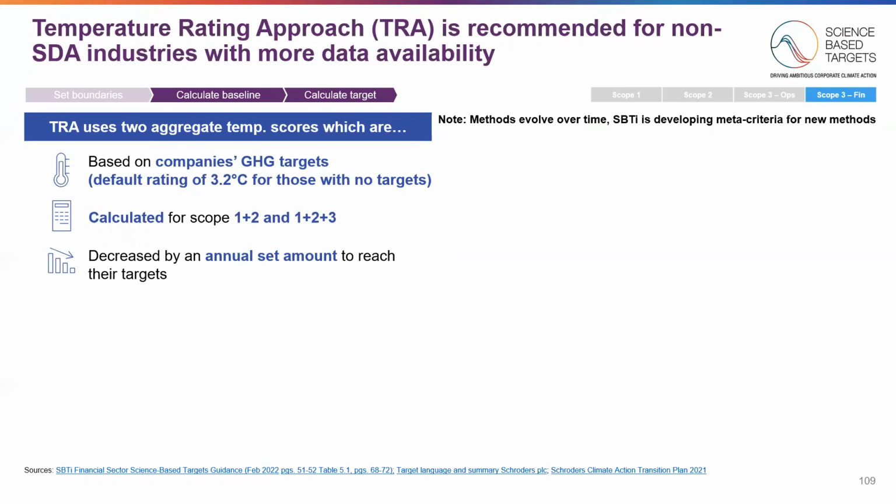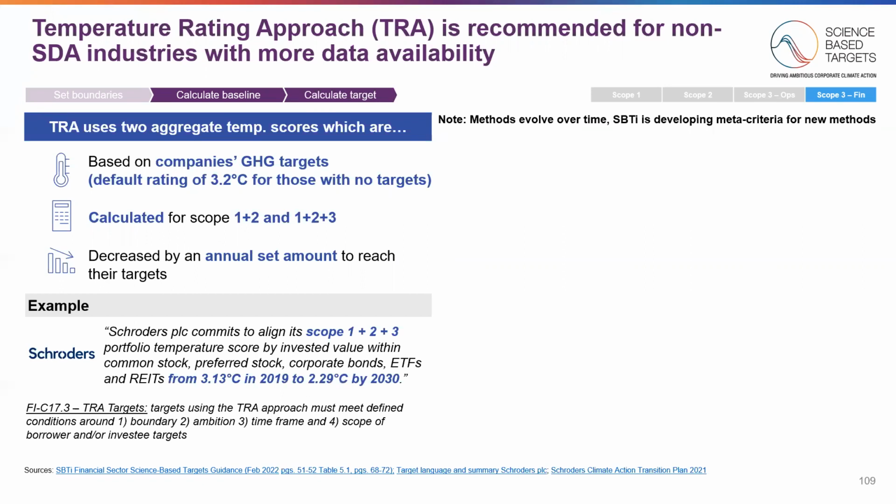And again, this is calculated for scope 1 and 2, and separately for scope 1, 2, and 3 for financial institutions. Similarly to the portfolio coverage approach, there's an annual trajectory which is calculated with the same 2040 goal, which allows portfolio companies in the real economy to meet their climate ambitions.